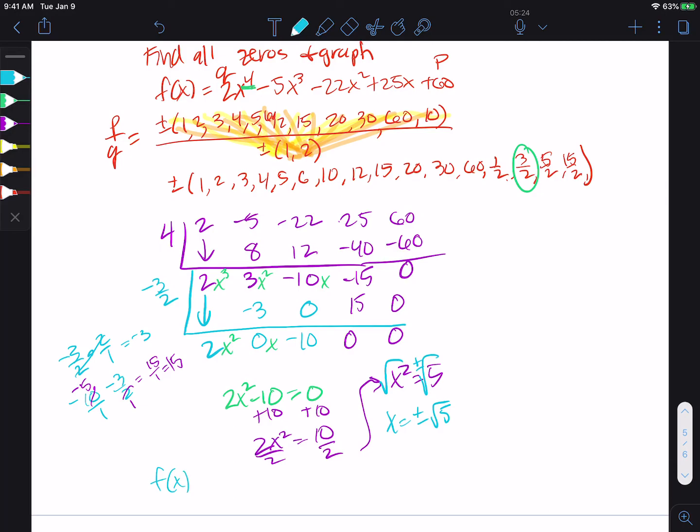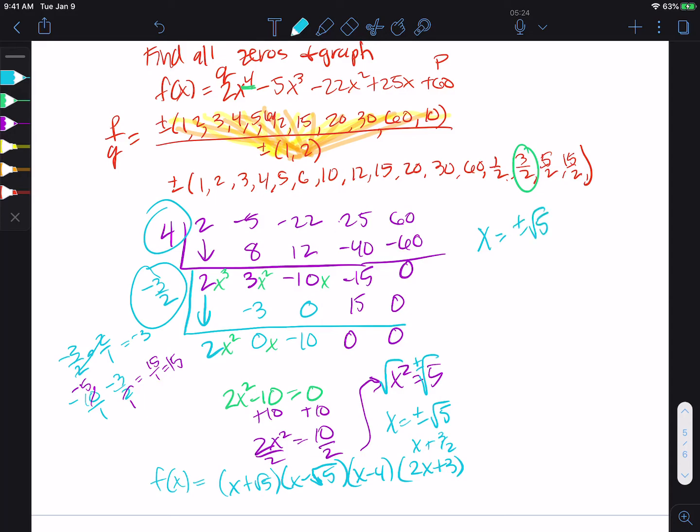So if I wanted to write this in factored form, I would have x plus root 5, x minus root 5. Oh, I forgot the root. I'm struggling. There we go. But don't forget these two things, right? So x minus 4, and you could either write this as 2x plus 3, or you could also write this as x plus 3 halves. Both will give you the same thing. So that would be how our polynomial would be written in factored form. If you're just listing the x-intercepts, your x would be plus or minus root 5. I can just keep those together. Don't forget the 4 and the negative 3 halves.